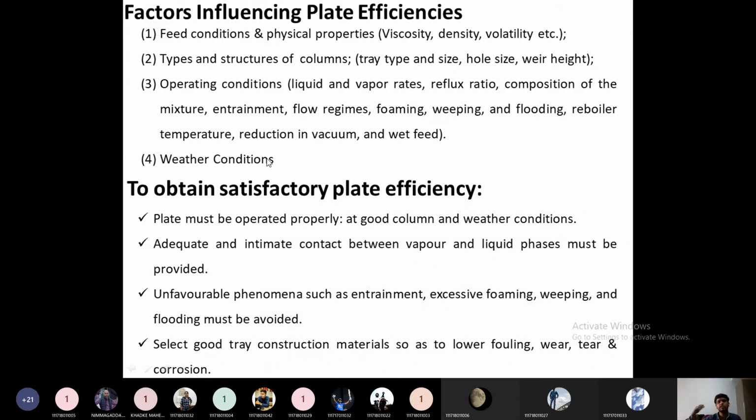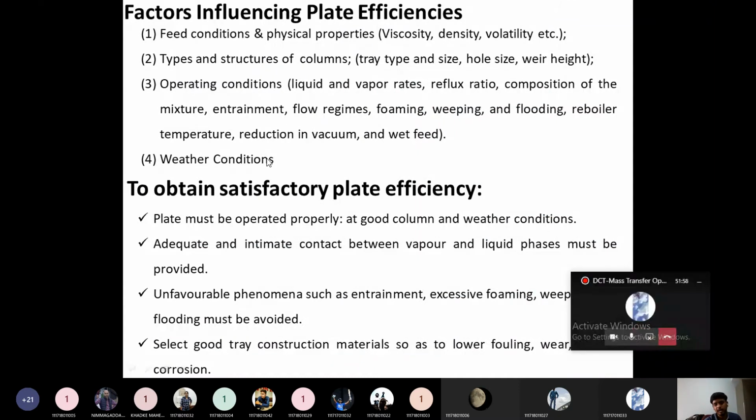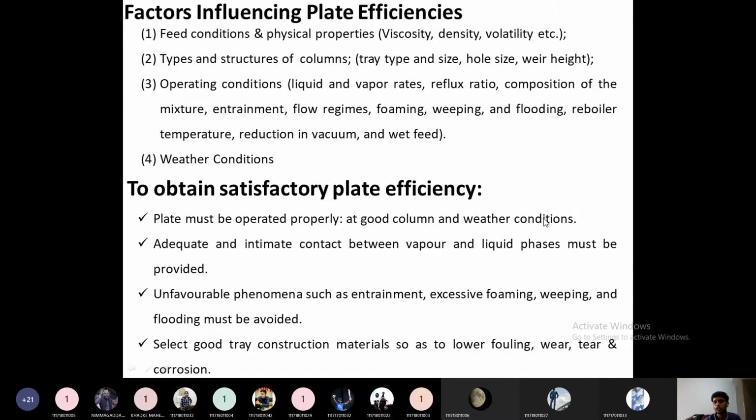When weather conditions are different, depending on that, we have to change the internal distillation column operating parameters also. If we are not changing that, our column will operate inefficiently. So in order to operate our plates efficiently, we have to maintain good column conditions as well as good weather conditions. Weather conditions also we have to take into consideration.